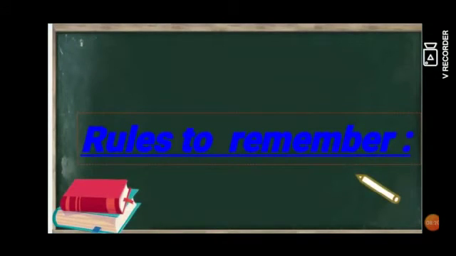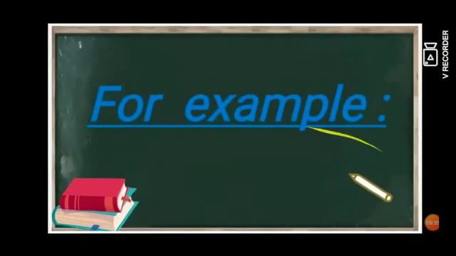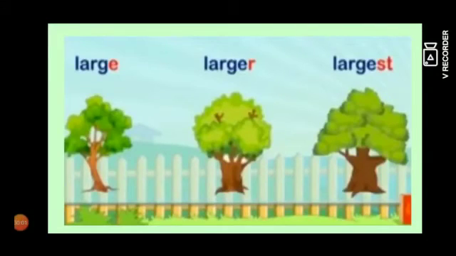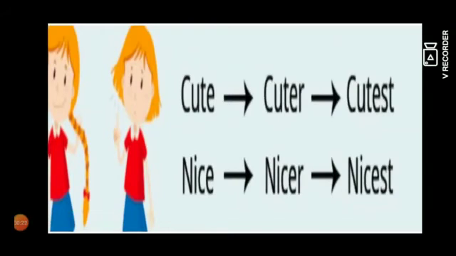Now there are some rules to remember. Rule number 1. When the adjective ends in e, we add only r and st to the adjective. Let's take the example. Children, here large is an adjective which ends with e. So that is why we have added r and st to the adjective. So the word becomes large, larger, largest. Some more examples are cute, cuter, cutest, nice, nicer, nicest.